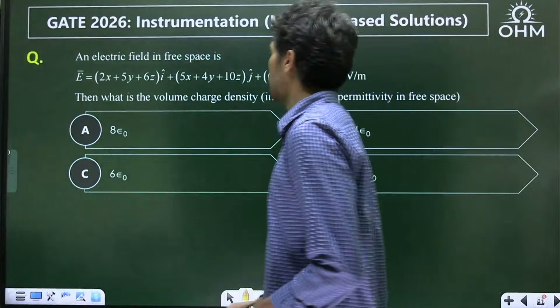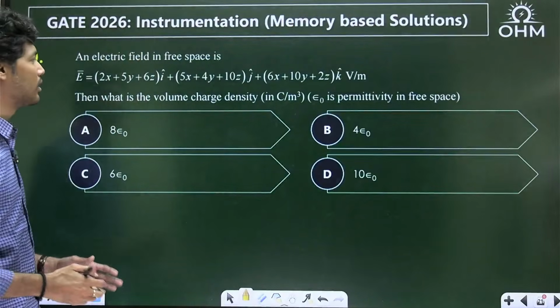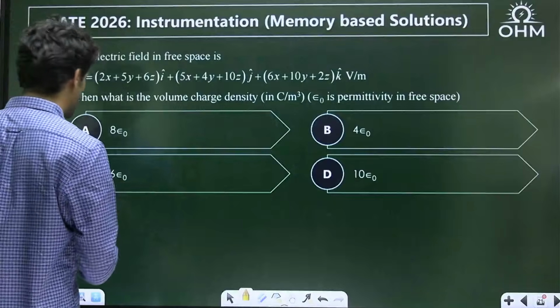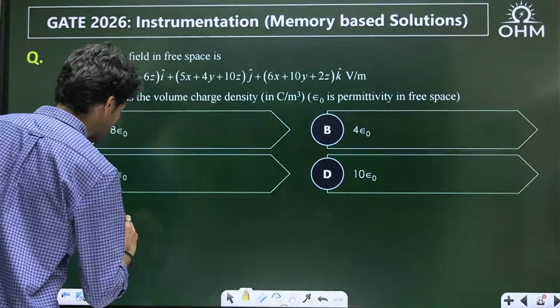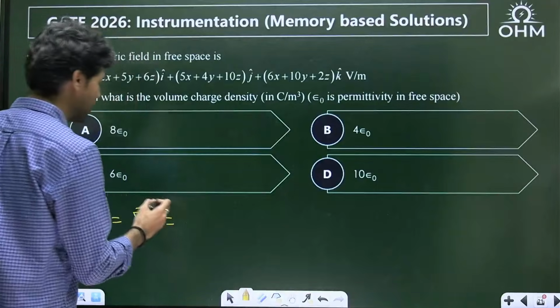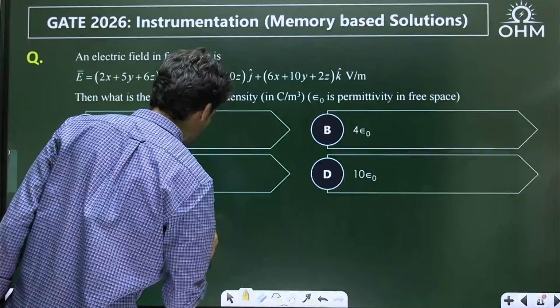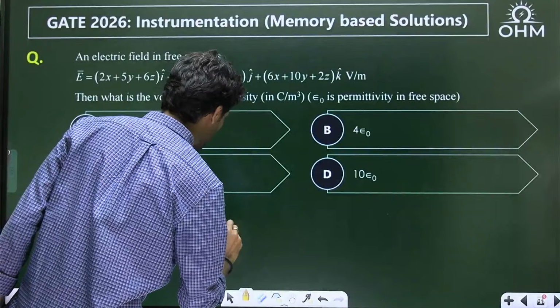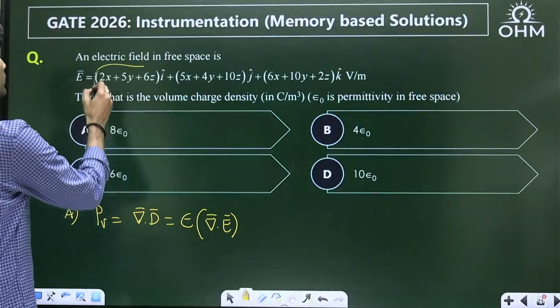Okay. So what is the volume charge density? Very simple question. It is simply based on Gauss law. What is the formula for rho v? Rho v is equal to del dot D. We don't have D information. We have electric field E information. So this is epsilon times del dot E. So it is the divergence of the electric field.